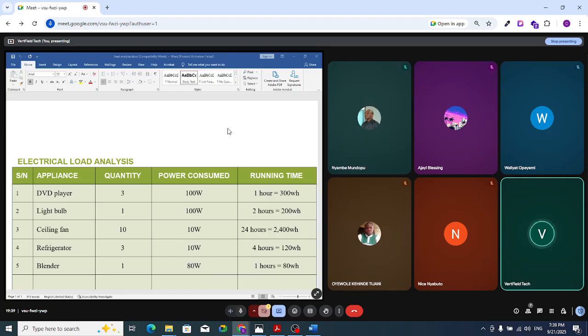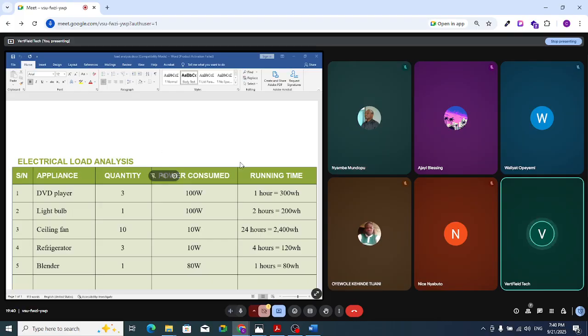For the purpose of tonight's class, we are going to focus on what we call electrical load analysis. Remember, we talked about energy audit and we said clearly that energy audit helps you to take care of the energy requirement of your facility and then use that information to size your various solar components. Now, in the process of you trying to get the energy requirement of your facility, you are expected to look at what we call load analysis, electrical load analysis.